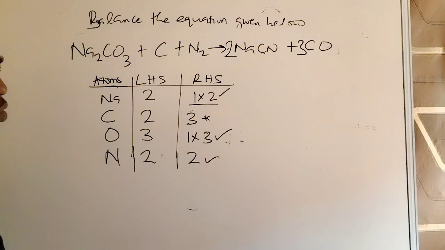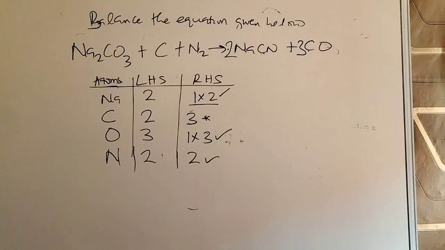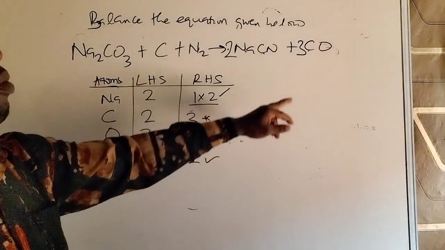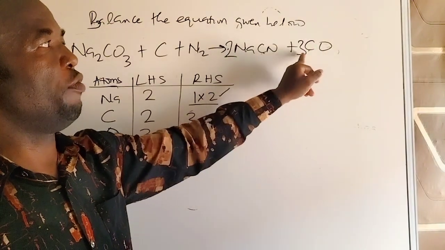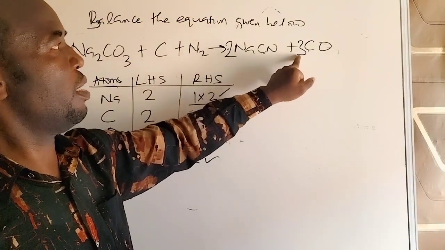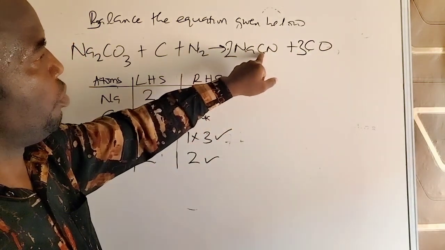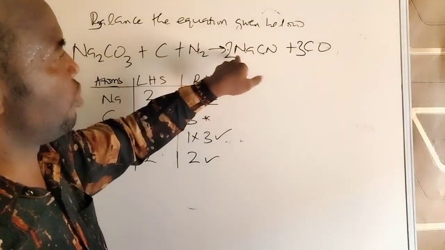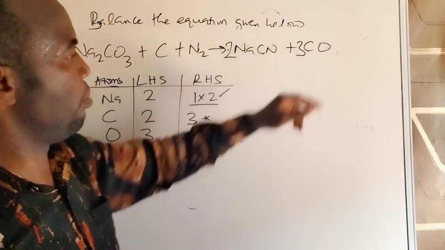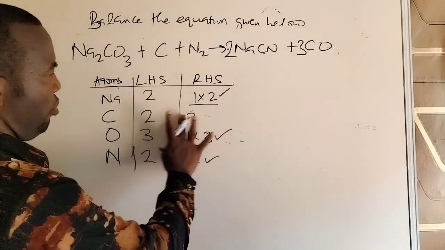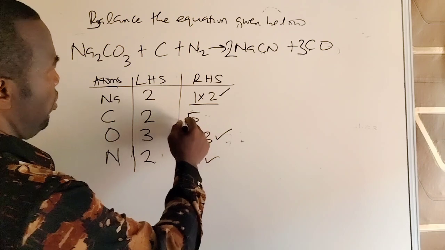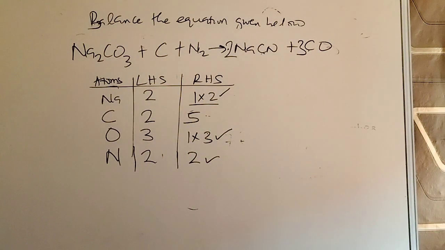Before you continue, you have to change the table again because this 3 will affect not only oxygen but also carbon. So 3 times 1, 3. 2 times 1 carbon here is 2. So this is 3 here and 2 giving us a total of 5 carbon atoms. So this carbon changes to 5 atoms. It now becomes somehow difficult. You see that you have balanced all the atoms except carbon.